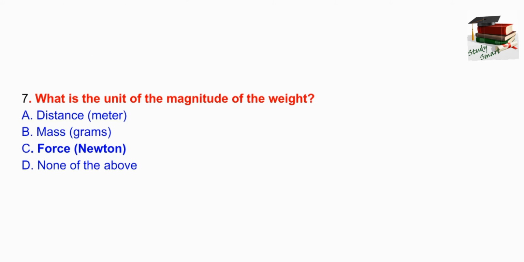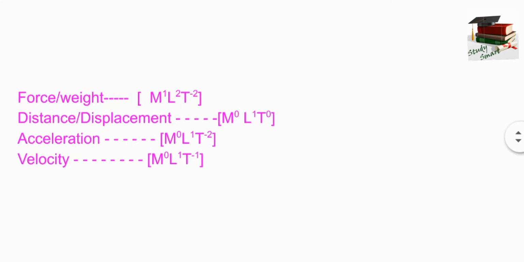Next question, what is the unit of the magnitude of weight? The right answer is Newton. Newton is the unit of force. Now see dimensional formulas. Force or weight: M1 L1 T minus 2. Distance or displacement: M0 L1 T0. Next, acceleration: M0 L1 T minus 2. Next, velocity: M0 L1 T minus 1.